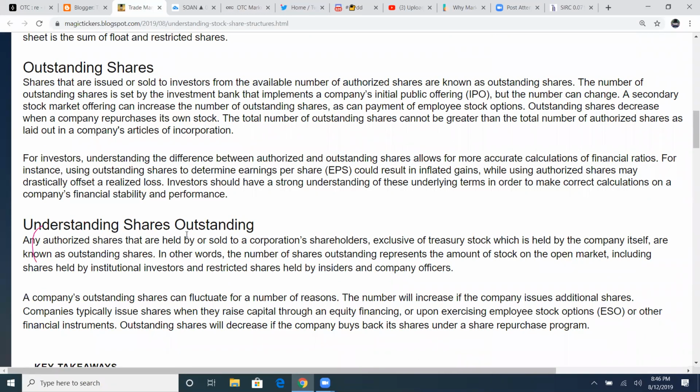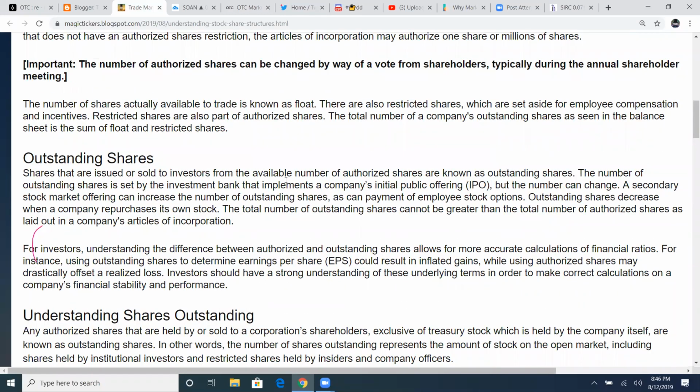Understanding shares outstanding. Okay, I've got to read here. Shares that are issued or sold to investors from the available number of authorized shares are known as outstanding shares. The number of outstanding shares is set by the investment bank that implements the company's initial public offering, or IPO. But the number can change. A secondary stock market offering can increase the number of outstanding shares, as can payment of employee stock options. Outstanding shares decrease when a company repurchases its own stock.